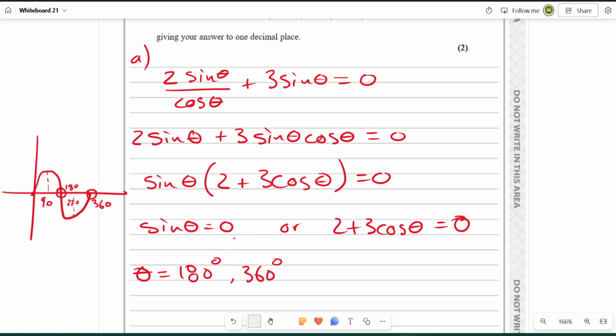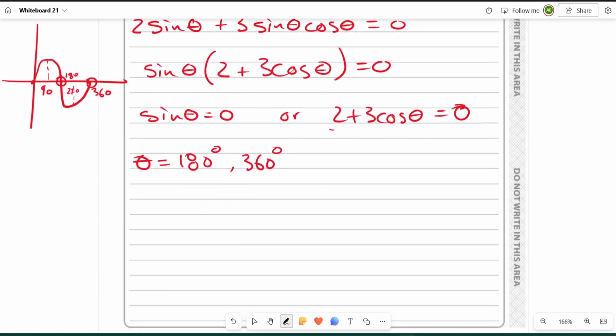Now for the second part, I'm going to solve this equal to 0. So I'm going to move the 2 to the other side and divide by 3. So cosine theta is going to equal negative 2 over 3. Now here, theta is going to equal cosine inverse of negative 2 over 3. That's going to give me an answer of 131.81 degrees. That is inside our range, so I'm going to accept this answer.